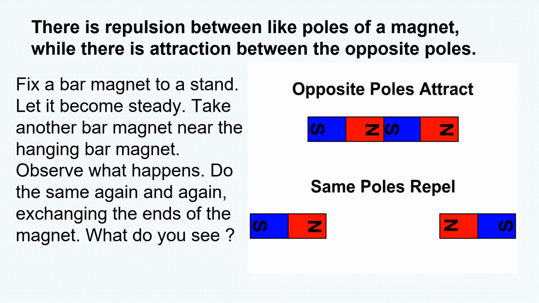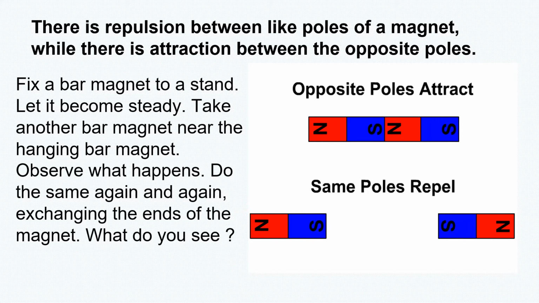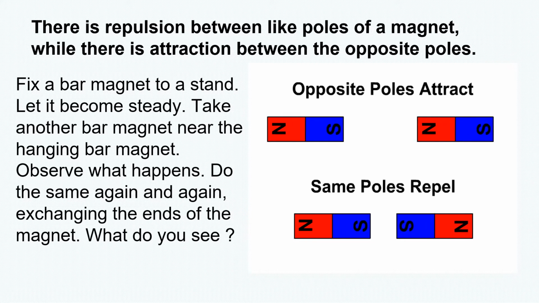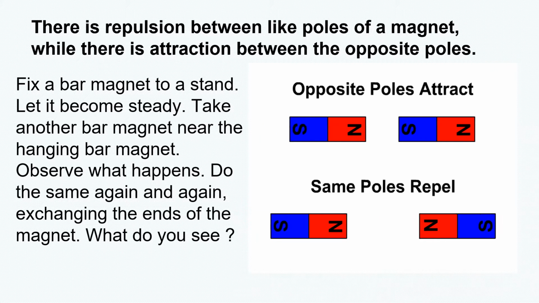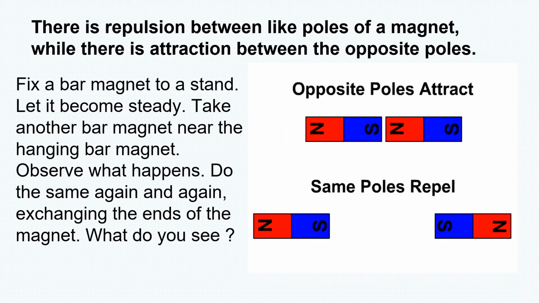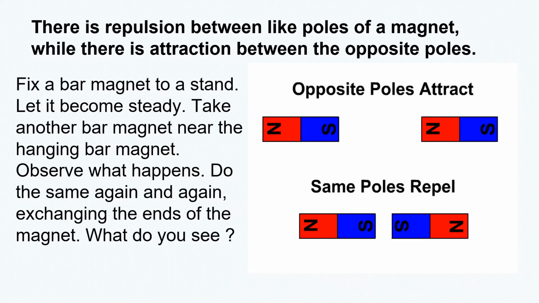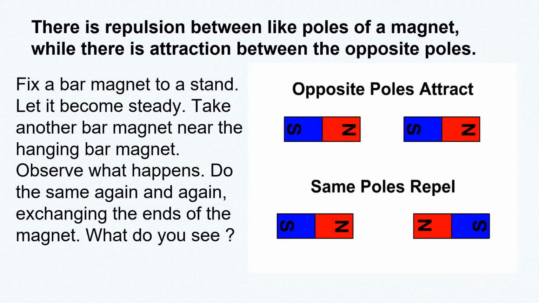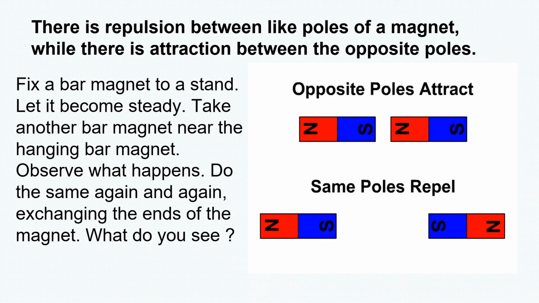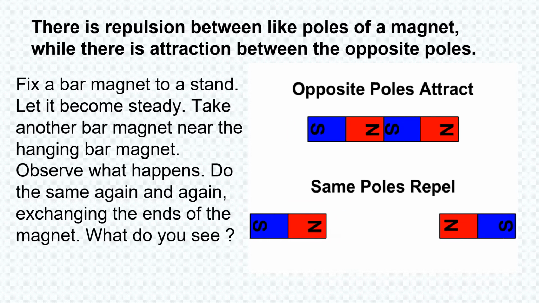Take another bar magnet near the hanging bar magnet. You have to observe what happens. Do the same again and again, exchanging the ends of the magnet. If you keep on doing this, you will come to know that जब हमारे magnet का north pole है और the magnet that is there in your hand उसका south pole लेके जाएंगे तो वो दोनों attract हो जाएंगे.